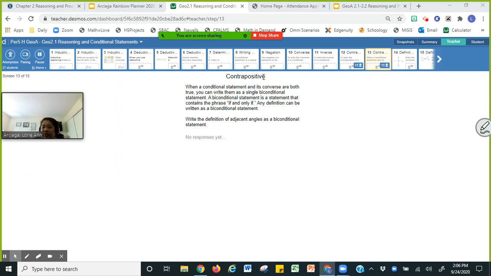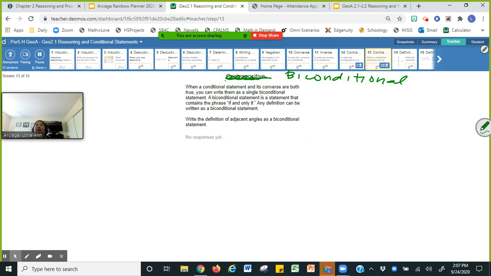Okay, and I forgot to switch the title. I was probably really sleepy when I was working on this one. So this is biconditional. When a conditional statement and its converse are both true, you can write them as a biconditional. Those are the statements we talked about before, which use the if and only if. So now recall the definition of adjacent angles, and I want you to write that as a biconditional statement. Don't start with the word if. The if and only if has to be in the middle.